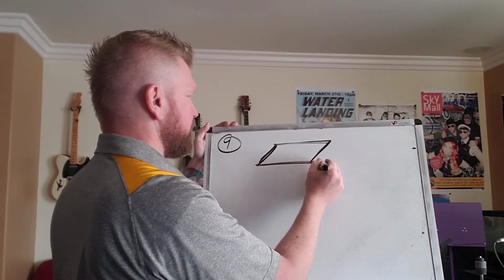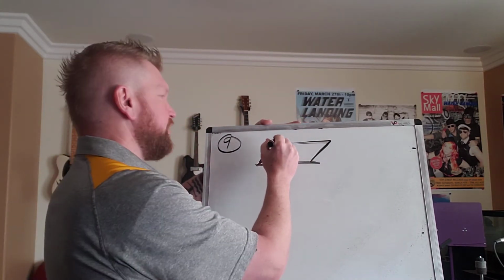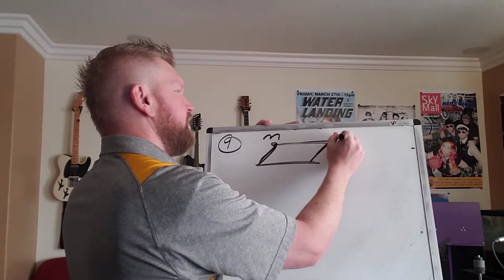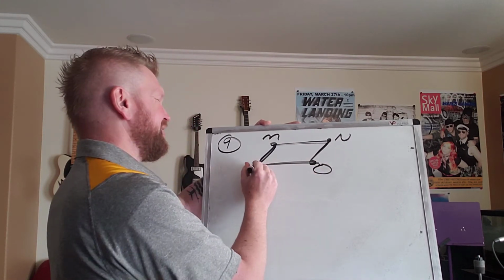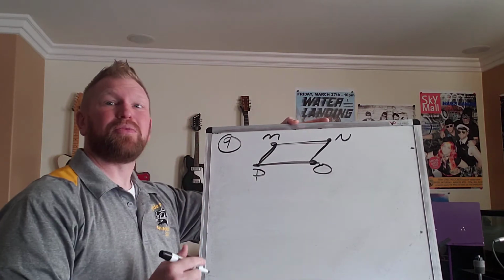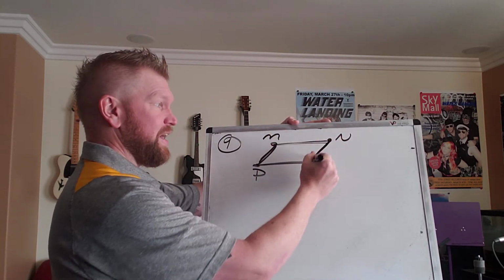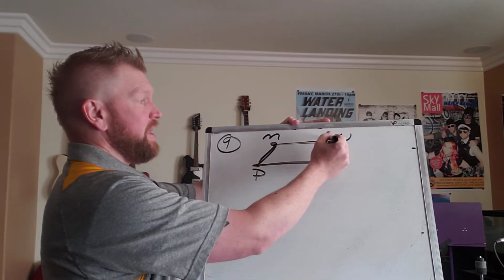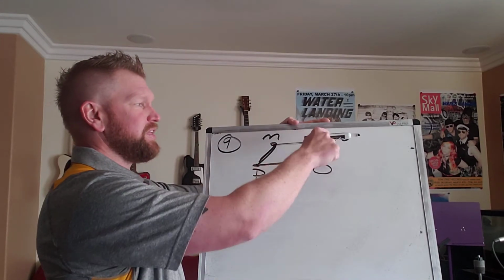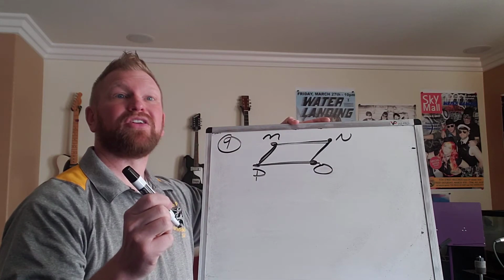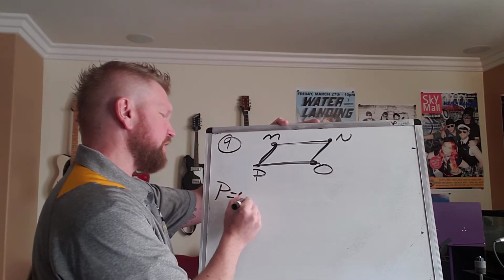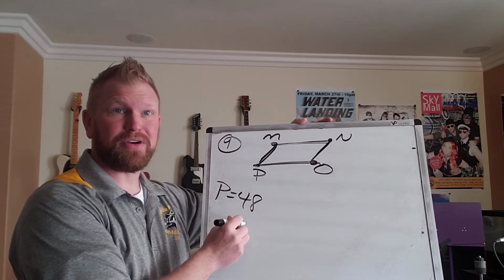All right, so there's a quick sketch of a parallelogram. Let's call this M, N, O, P. Now, you have to put those in order as you go around. Then if it's called MNOP, you have to put the names of the vertices going MNOP. All right, so we know the perimeter is 48. We know that you add up all the sides to get the perimeter.